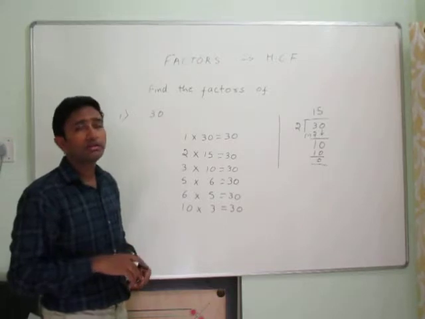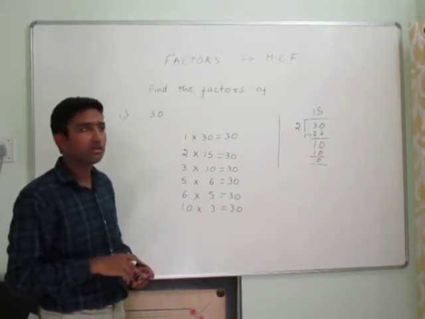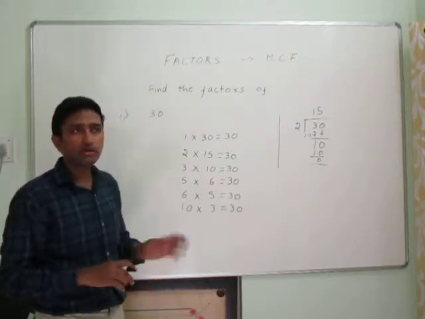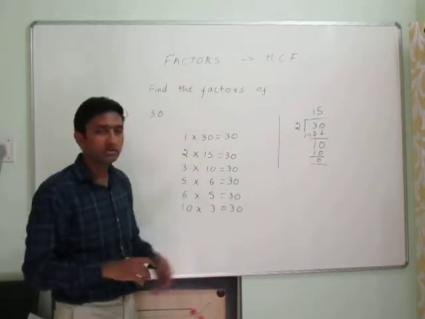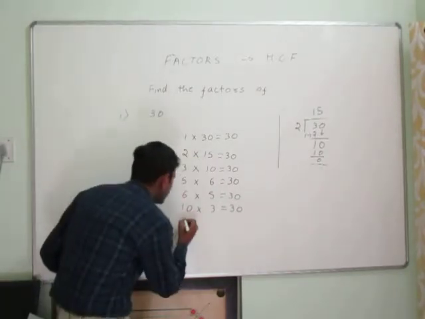No. Next, 13 tables. 13 1s are 13, 13 2s are 26, 13 3s are 39. No. Next, 14 tables. 14 1s are 14, 14 2s are 28, 14 3s will be something more than 30. So not possible. Next, 15 tables. We have it here already. 15 2s are 30.